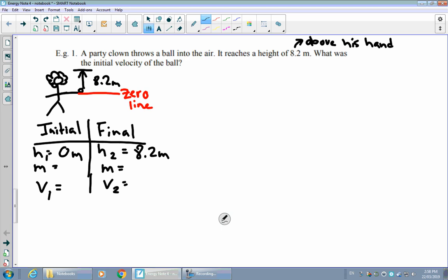We can also document some things about velocity in this case. Well, we know that at its highest point, the reason why it's its highest point is because it comes to a stop. So if we are just taking the final situation to be when it's at its highest point, which is why h2 is 8.2 meters, then at that point, we know that its velocity is going to be 0 meters per second. v1 we don't know, and that's actually the thing that we're asked to find.